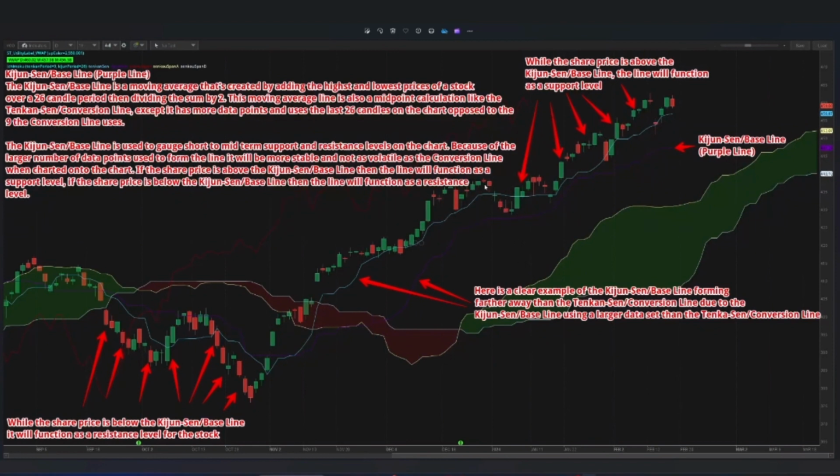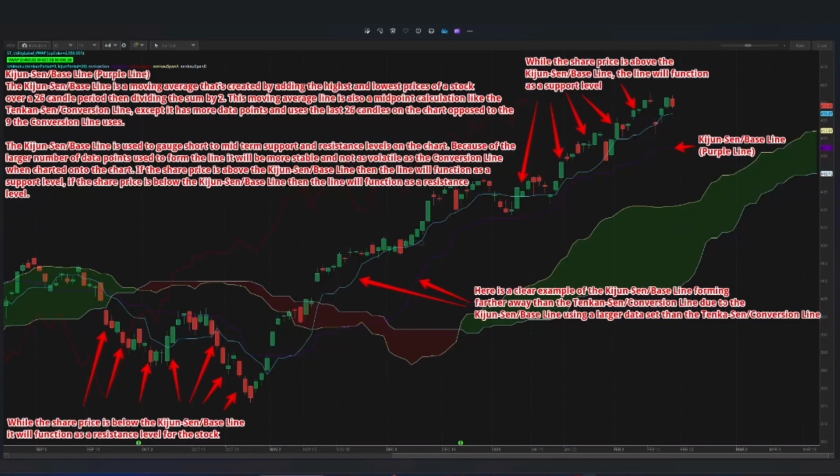So you'll see that the share price here did break beneath the Tenkan conversion line, but it didn't touch the baseline. It got close, but it bounced off and went right back above that conversion line to continue its run up, continue its bull run. So here are clear examples of the distance between these two lines.